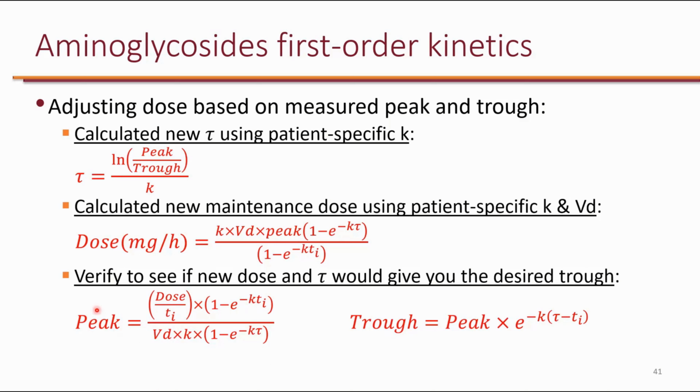So you plug it in and it will tell you what the peak is, and then you use this peak here to see what trough it would give you. And that's how you verify to see if the dose and frequency that you're about to recommend is actually going to get you to the goal peak and trough.